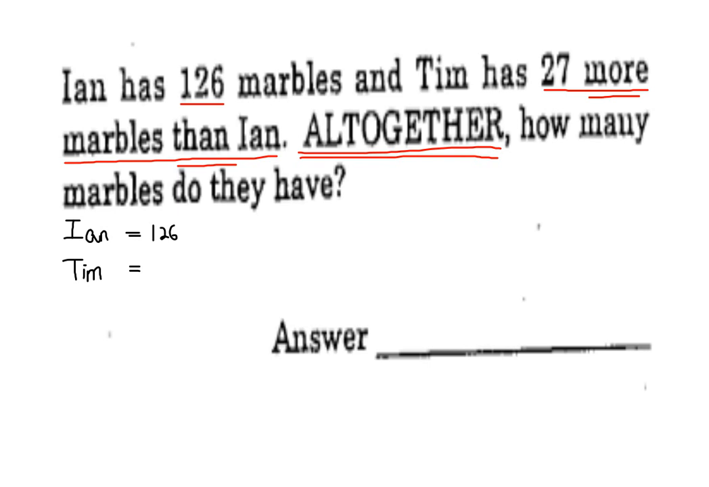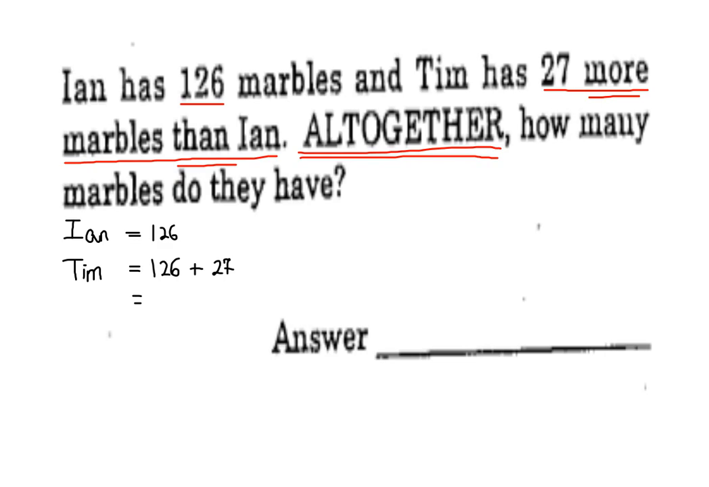So if Ian has 126 and Tim has 27 more, we're going to add 126 and 27. So let's add that together. What will we get? Well, actually, let's start with 7 and 6. If you add them together, 7 plus 6 is?